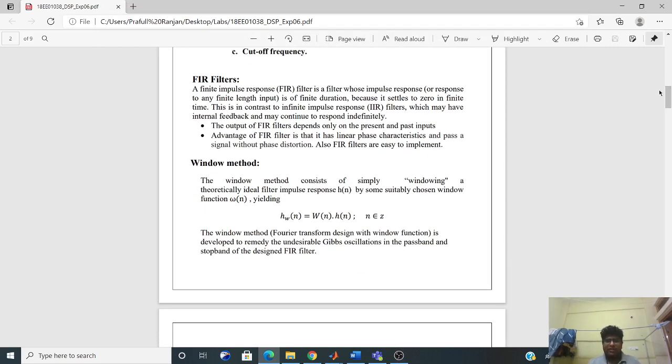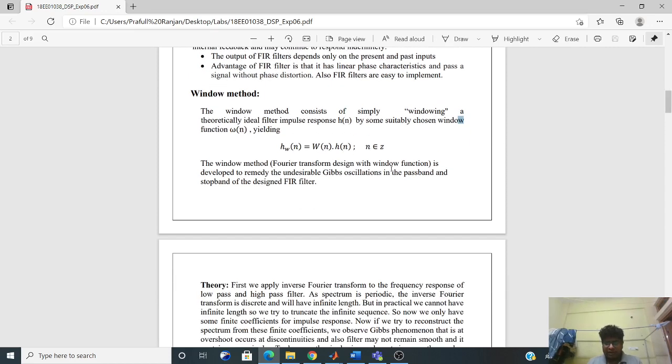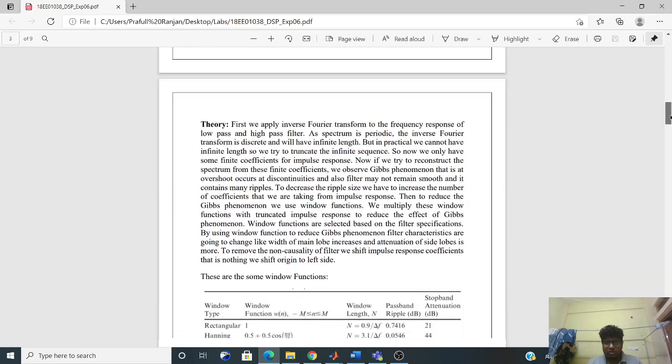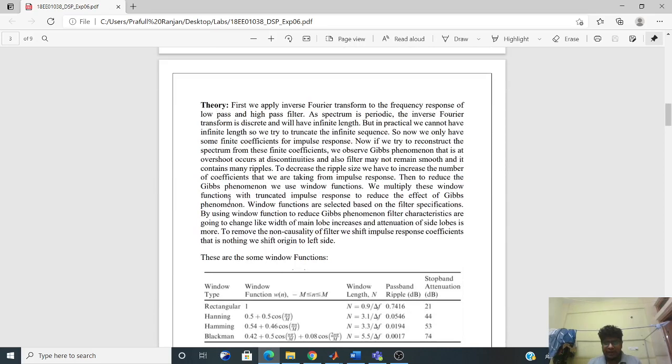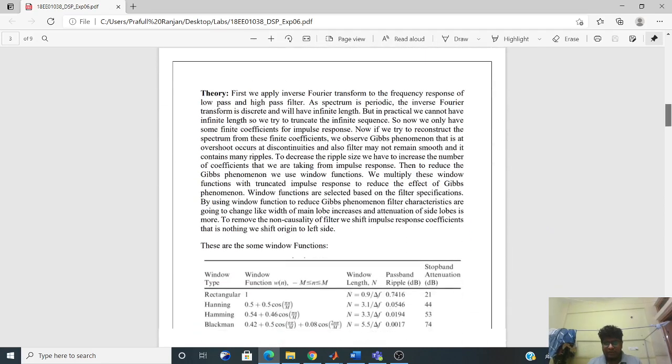What is the window method? The window method consists of simply windowing a theoretical ideal filter impulse response h of n by some suitably chosen window function omega of n. The window method was developed to remedy the undesirable Gibbs oscillation in the pass band and the stop band of the designed FIR filter. So we are given h of n and we choose some windowing function omega of n to get h w. This is the theory behind the FIR windowing method.